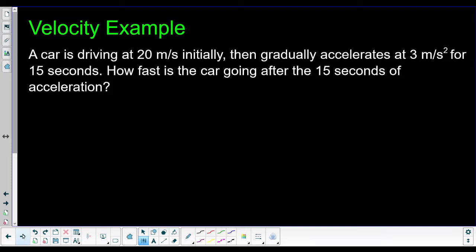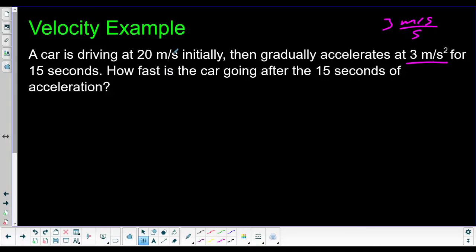Okay. Here's a velocity example. A car is driving at 20 meters per second initially. This is about 45 miles an hour, maybe a little slower. Then it gradually accelerates at 3 meters per second squared, or 3 meters per second each second, for 15 seconds. How fast is the car going after 15 seconds of acceleration?